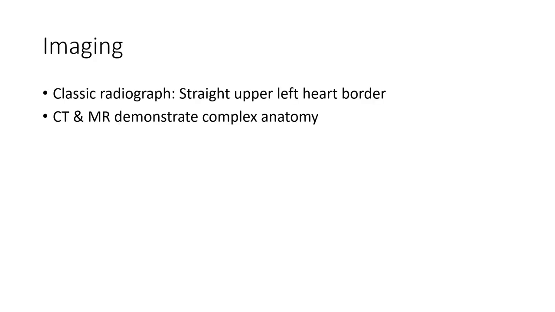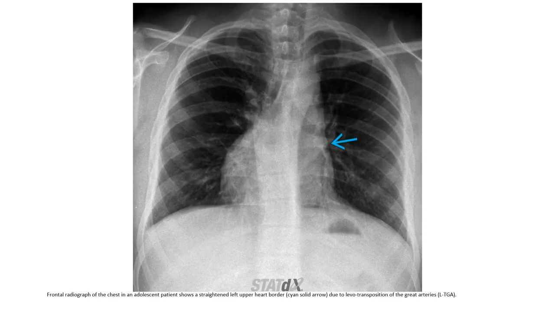Imaging. Classic radiograph: straight upper left heart border. CT and MR demonstrate complex anatomy. Frontal radiograph of the chest in an adolescent patient shows a straight left upper heart border due to levo-transposition of the great arteries.